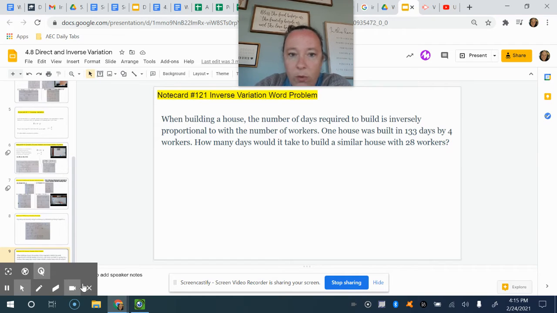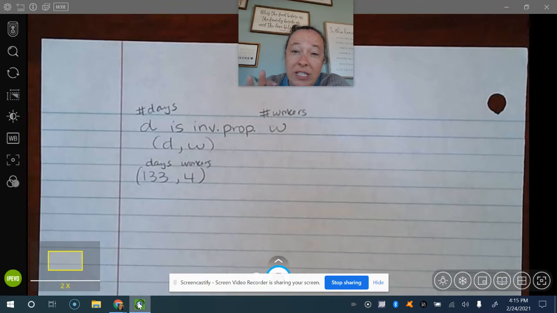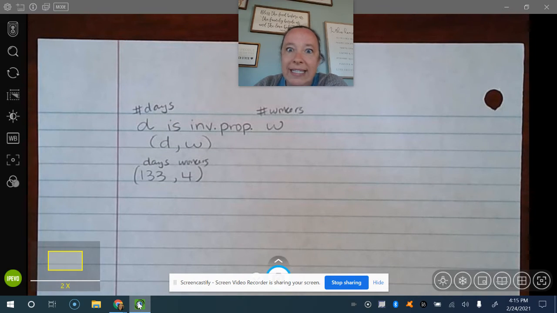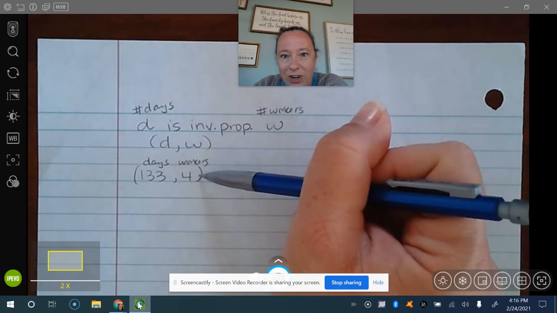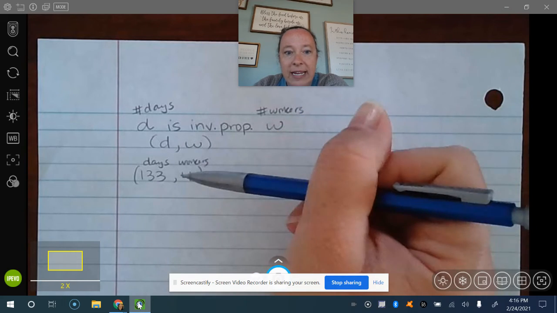And I want to talk real quick about how this is inverse. I haven't really talked about why things are inversely proportional. Direct proportion is as a quantity increases, the other one increases, or as a quantity decreases, the other quantity decreases. With inverse, it's as a quantity increases, the other quantity decreases, or as a quantity decreases, the other quantity increases. I know that's a lot of quantities and a lot of words here, but it's going to take less days with more workers, right? Okay, so that's why this is an inverse proportion.